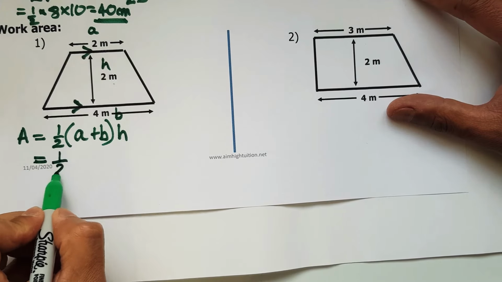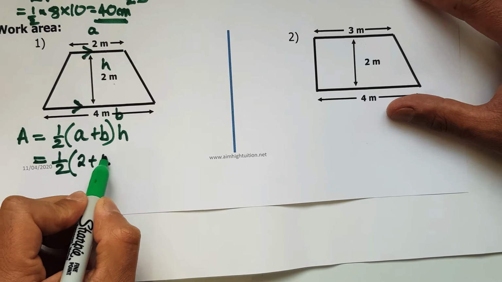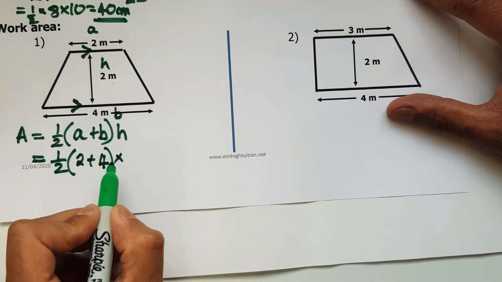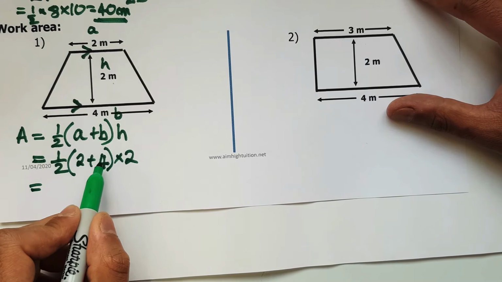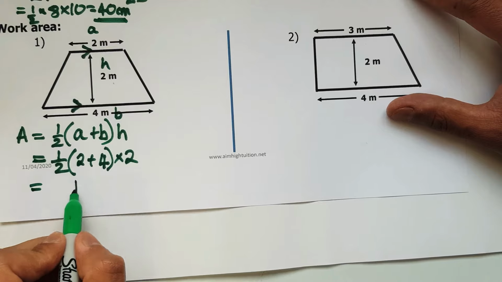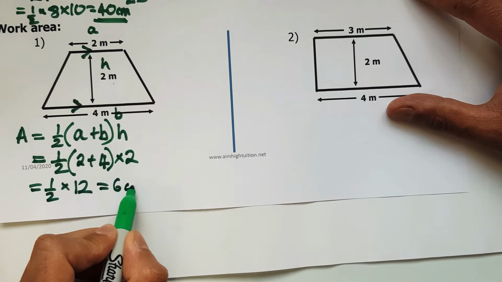So I've got half of 2 plus B, which is 4, times by the height, which is 2. So 2 add 4 is 6, 6 times by 2 is 12, and then I'm going to half my answer. Half of 12 is 6 centimeters squared.